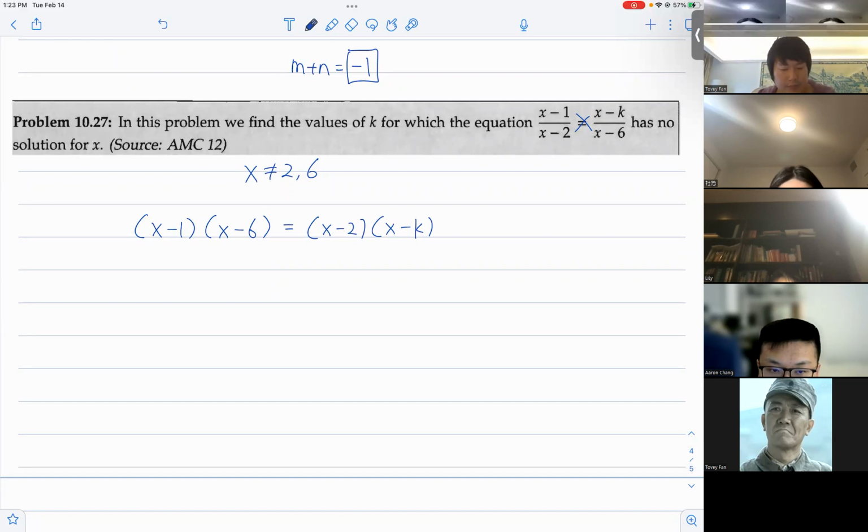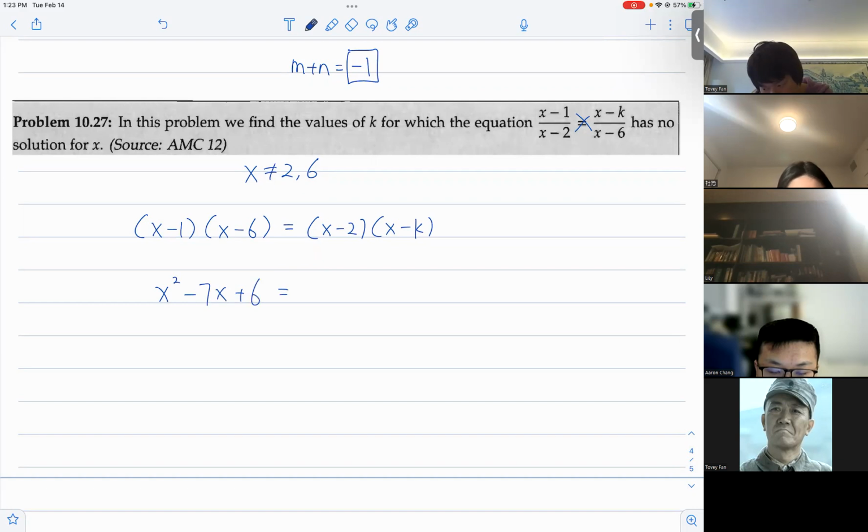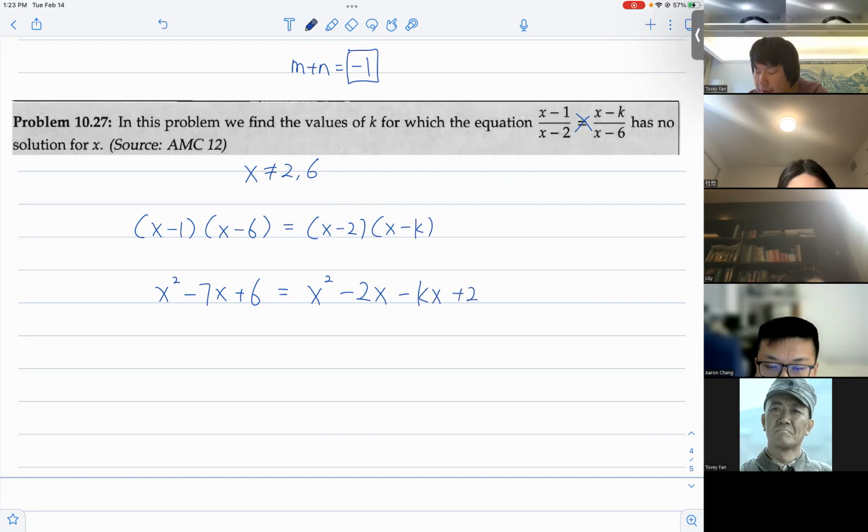The next step is also pretty intuitive. What do we do? Brackets. Foil. Yeah, of course we open up the brackets, we expand the brackets. So the left hand side we have x squared minus 7x plus 6. Now the right hand side has a k in it, so be sure you open it up right. x times x is x squared, and then minus 2 times x, minus 2x, x times minus k, minus kx, and minus 2 times minus k, plus 2k.